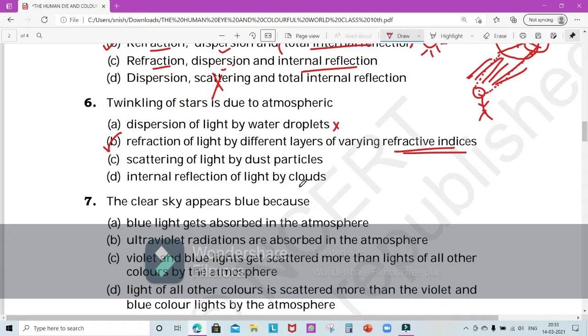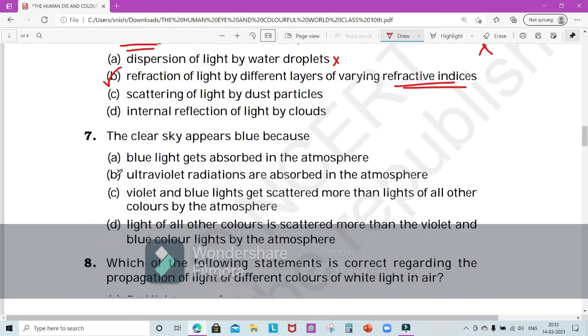When you're able to see colors, you can involve scattering of light. But then there's no color seen. We are talking about twinkling of stars. So it's due to atmospheric refraction. There's no internal reflection by clouds or something. That doesn't make sense. So it's B. It's only B, right? Right.